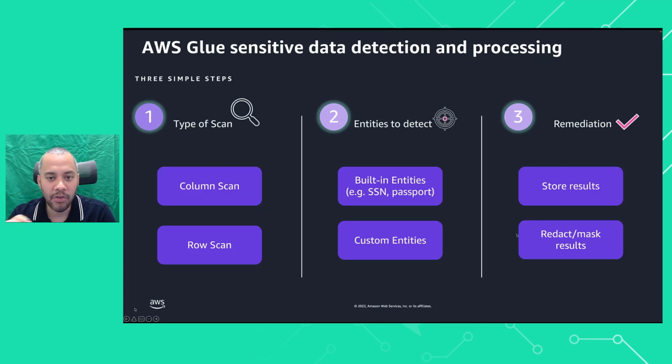You can store the result. You can create a new column that is going to tell you if a specific row has PII data or not, or sensitive data or not. Or also you can select the option of redacting the data, so replacing that sensitive information using a special character, for example.